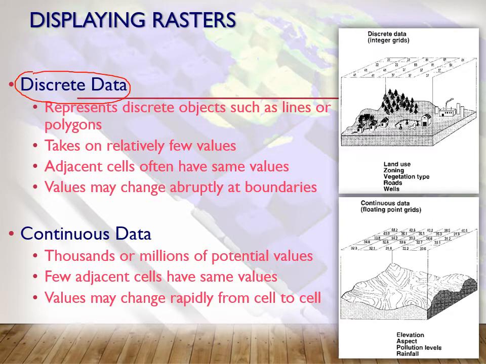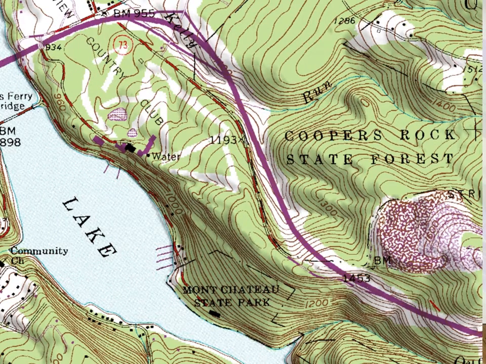And continuous data, on the other hand, will have data in every single cell or pixel within the spatial extent. Here's an example of a discrete raster. We are using raster cells to represent very individual discrete features, such as what looks like, it could be a road, I'm not quite sure, but definitely this is a lake. We have contour lines that represent elevation. This is very typical for a discrete raster.